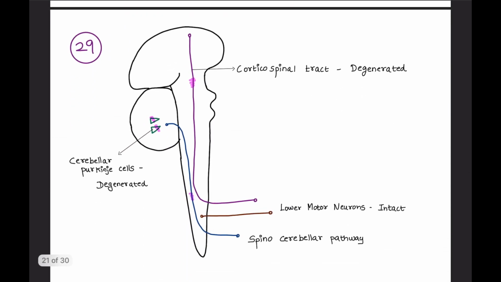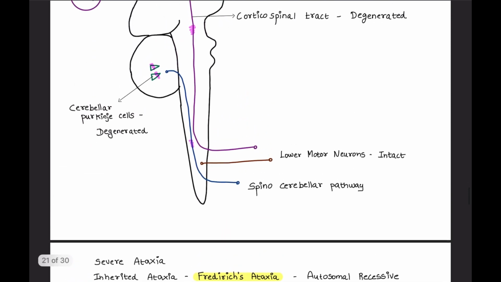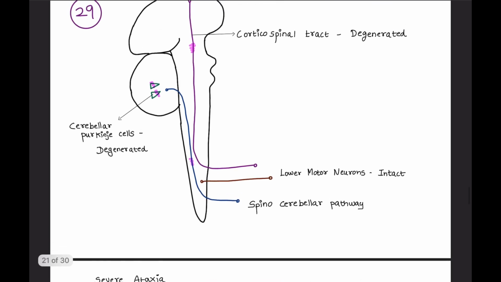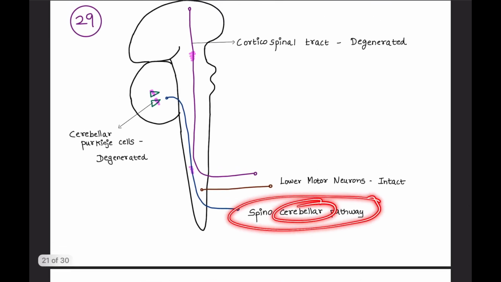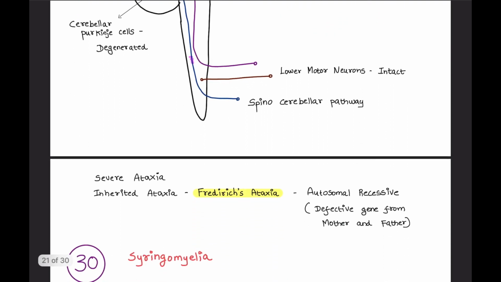In the next case, there is degeneration of the upper motor neuron, that is the corticospinal tract. There is degeneration of the spinocerebellar pathway, and also of cells present in the cerebellum known as Purkinje cells. So this will cause severe ataxia because it involves the spinocerebellar pathway, cerebellar Purkinje cells, and upper motor neuron. Severe ataxia means severe disturbances in the coordination of movements.